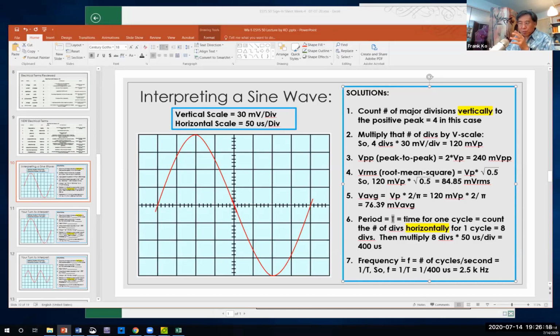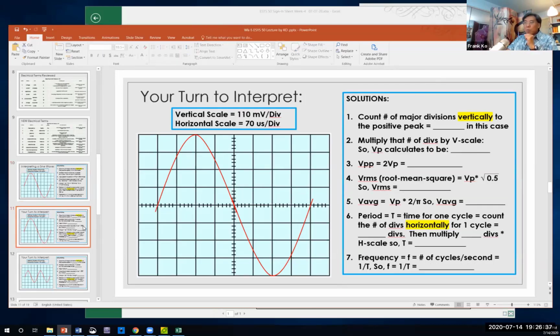Frequency is the reciprocal of period. So once we have the period of 400 microseconds, all we have to do is reciprocate that, and we will end up with frequency, calculated here as 2.5 kilohertz. Now, you get to practice with the next one.